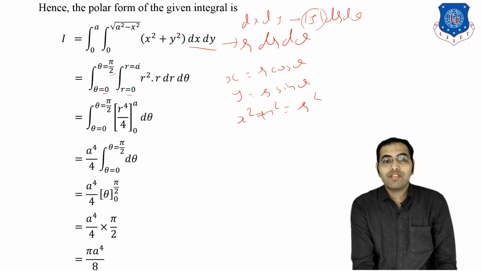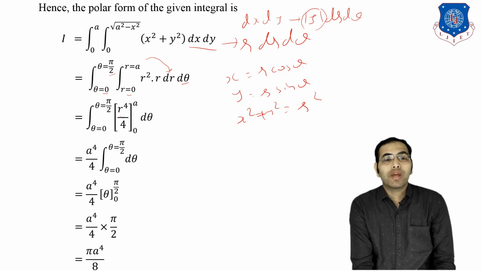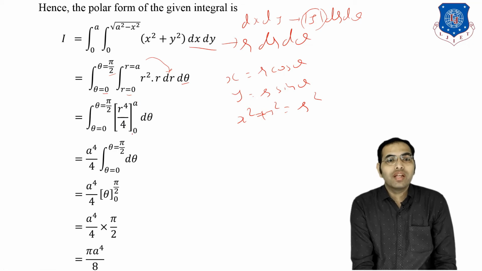Always we integrate first with respect to r, and after that with respect to theta in polar coordinates. Here x square plus y square is replaced by r square, and dx dy by r dr d theta, then r square into r is r cube, and the integral of r cube with respect to r is r raised to 4 by 4, where r varies from 0 to a. Now upper limit minus lower limit gives a raised to 4 by 4 minus 0, and a raised to 4 by 4 comes out as common.